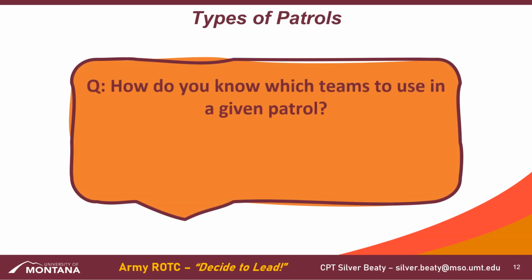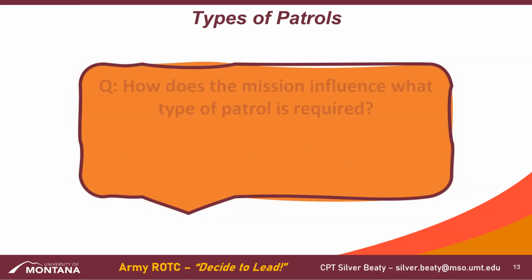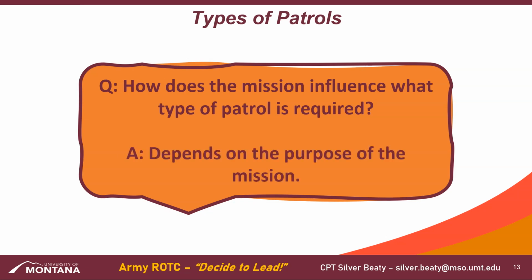Now, how do you know which teams to use in a given patrol? Well, our favorite answer: it depends on the conditions that you face, which we also call METT-TC, right? So it's really going to depend on the analysis of the area that you're in, terrain, weather, and the troops that you have. Your situation is going to dictate which teams you use on any given patrol. And how does our mission influence what type of patrol is required? Again, it really just depends on the purpose of that mission.